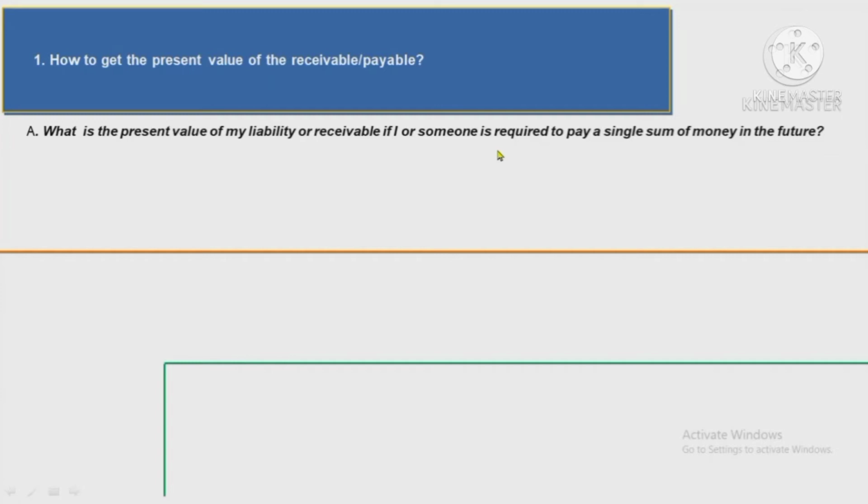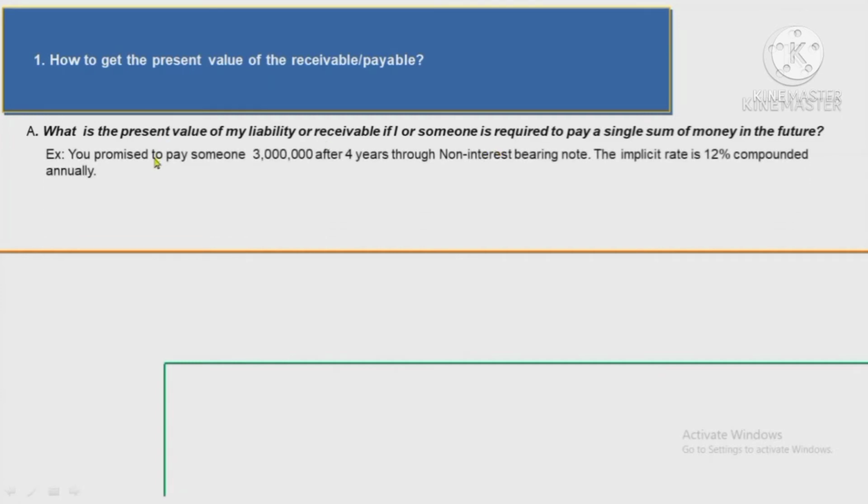To understand that, let's jump directly to the illustrative problem. Example, you promise to pay someone 3 million after 4 years through a non-interest bearing note. The implicit rate is 12% compounded annually. What is this non-interest bearing note? For starters, note is the shortcut for a written promissory note where the debtor promises to pay an amount in the specific future date. So what is the meaning of non-interest bearing, sir?